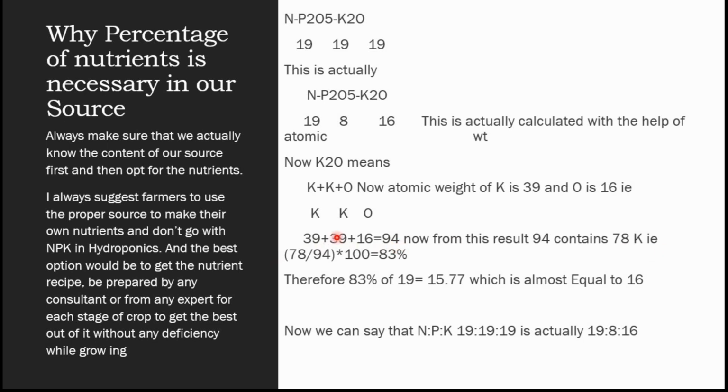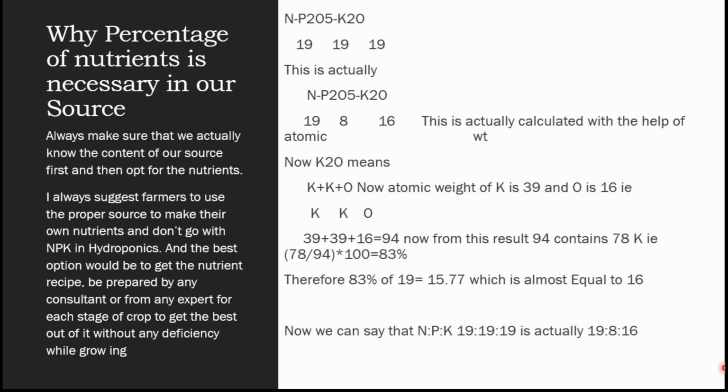That makes it 78 out of 94 into 100 gives 83%. Therefore, 83% of 19 is equal to 15.77, which is almost equal to 16. So now we can say that NPK 19 is actually 19-8-16. So the second example must have cleared all your doubts.